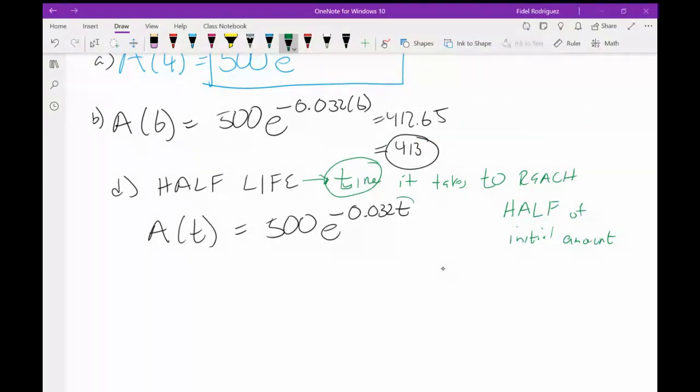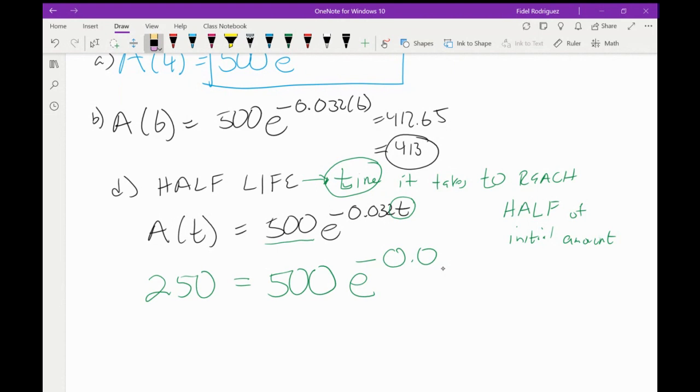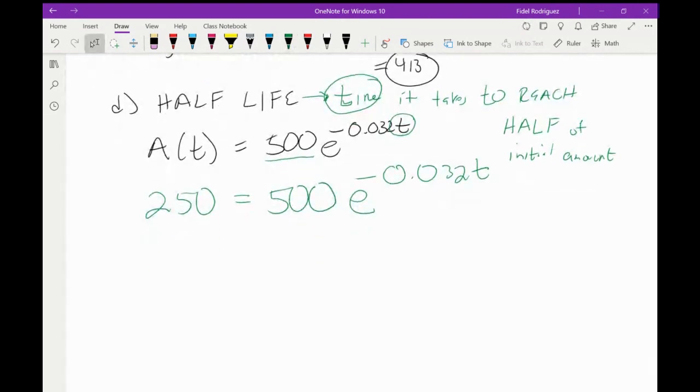time. So this is the letter we're going to solve for. Okay, how long does it take to reach half of the initial amount? So look at how much we started off with. We started off with 500. We want to figure out how long it is going to take to get to half of that. That means the amount that I'm going to have is now going to be 250 is equal to 500 e to the negative 0.032 with a t. Okay, so now I'm trying to solve for the letter t here.